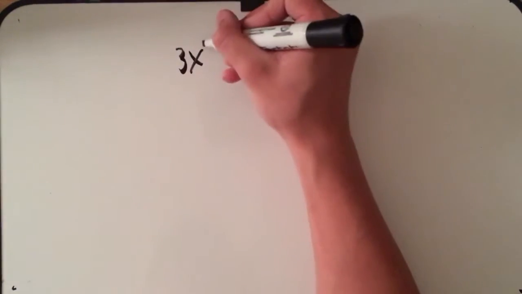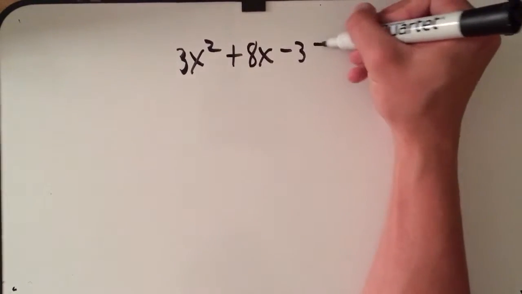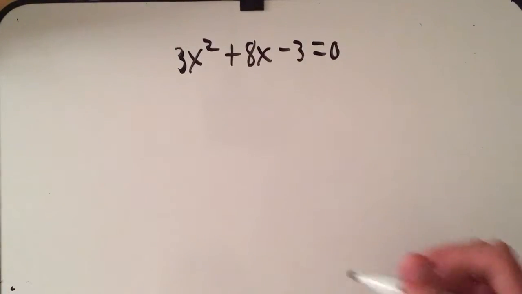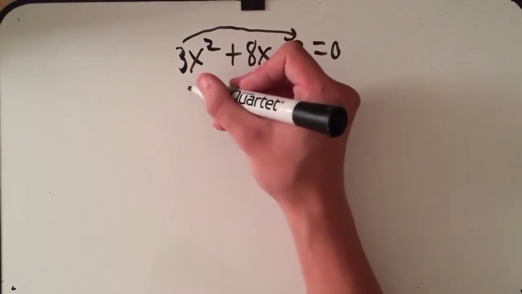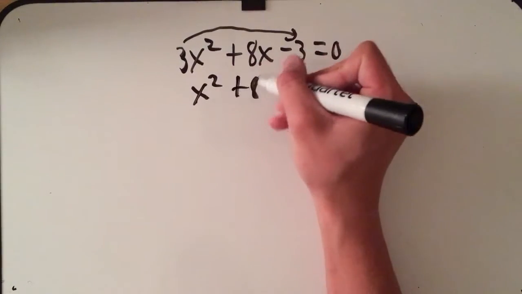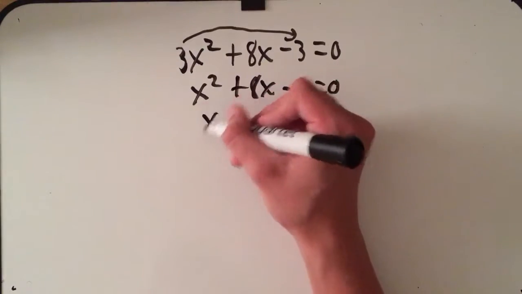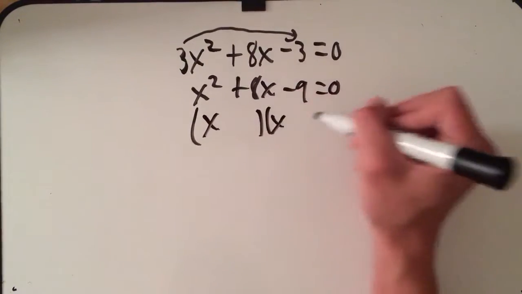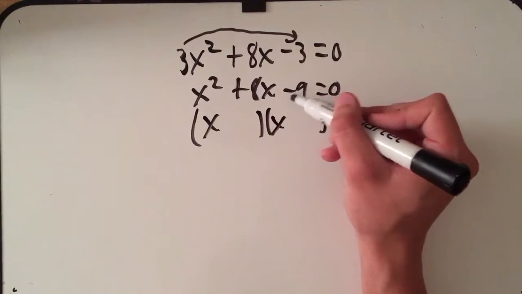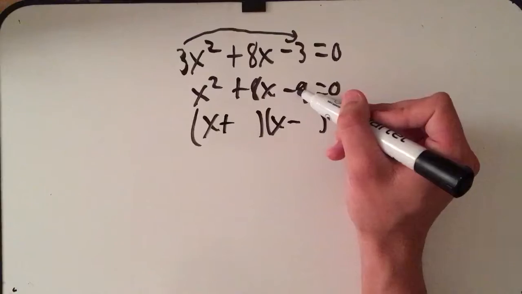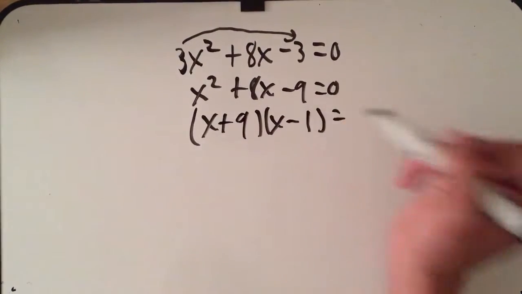3x squared plus 8x minus 3 equals 0. Let's start off, multiply. So we have x squared plus 8x minus 9 equals 0. That'll leave us with, so you know it's a negative and a positive since it has to turn into a negative and add up to a positive. So that means 9 and 1.